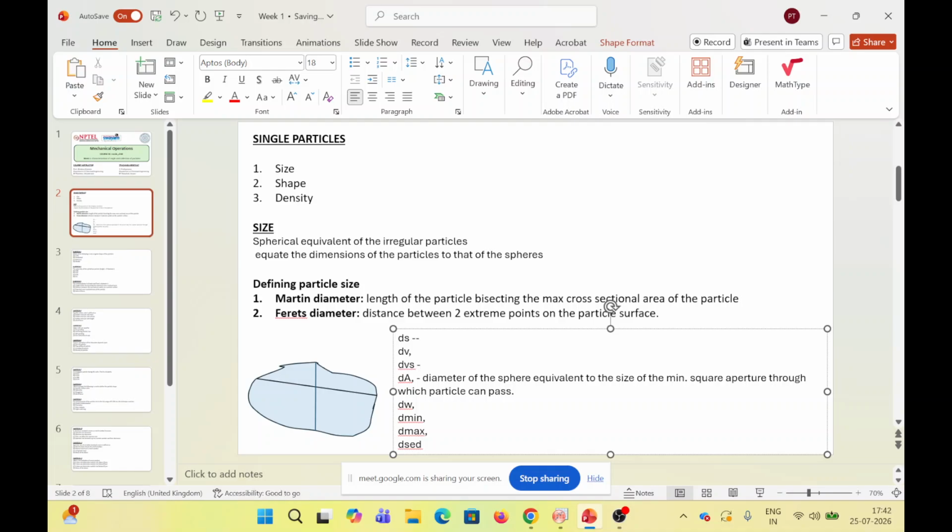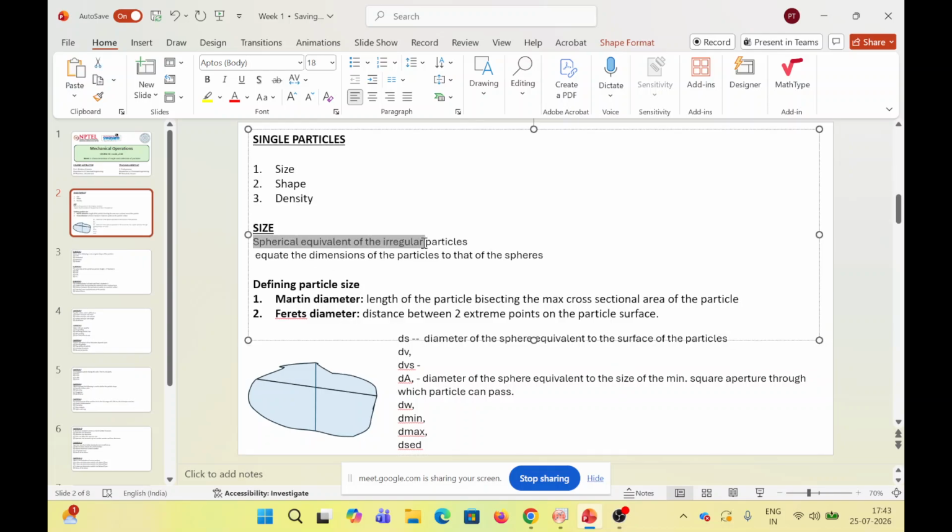Similarly, if you see for ds, diameter of the sphere equivalent to the surface area of the particle. Likewise, dbs is nothing but diameter of the sphere equivalent to the surface area to the volume ratio of the particle. dw is nothing but to the weight of the particle. So these are the sphere equivalents, what I was talking about here, the spherical equivalent.